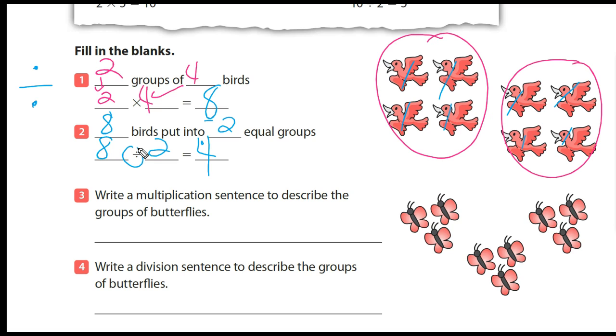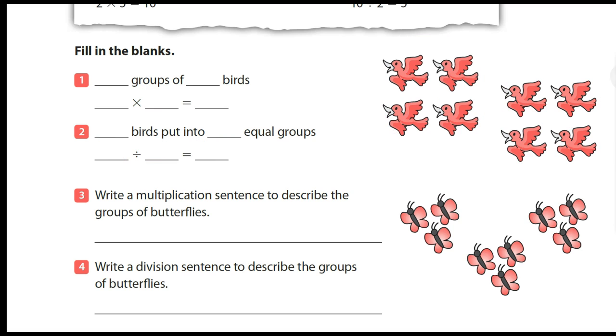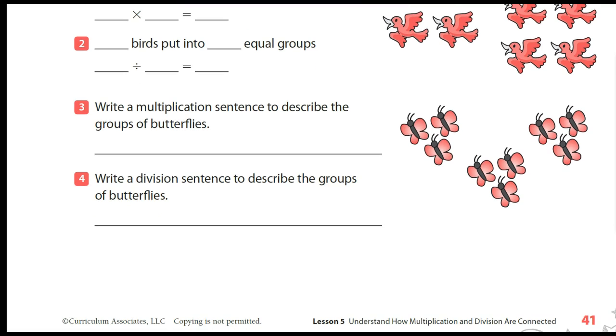Then it says, write a multiplication sentence to describe the group of butterflies, okay? 3 times 3. Well, let's see. Say that again, Landon? 3 times 3. Yeah. I have how many groups? 3. Times how many in each group? 3. And then what's the total? 9. So then what would be my division sentence? Travis? 9 divided by 3 equals 3. And that's all I need.